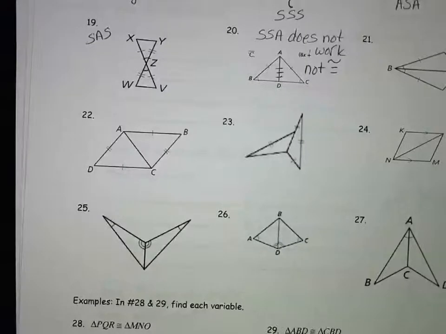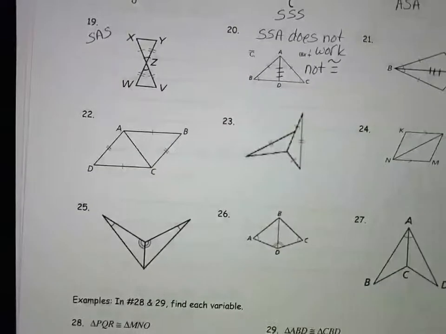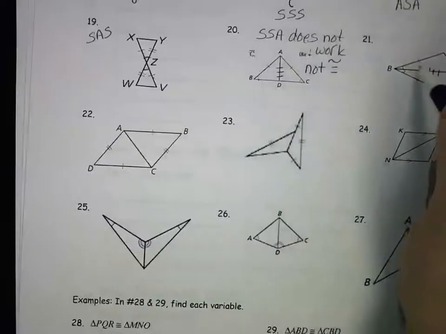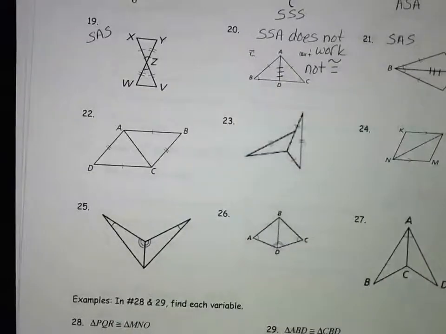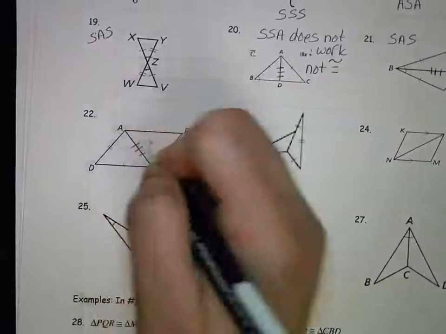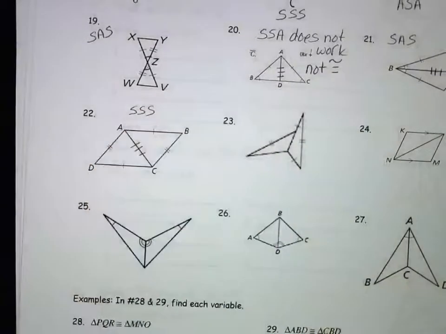Number 21, you can get that piece by reflexive, and then write down what you think you've got, and you would have side, angle, side. Try 22 on your own a minute. You would get that by reflexive, and then you would have side, side, side.